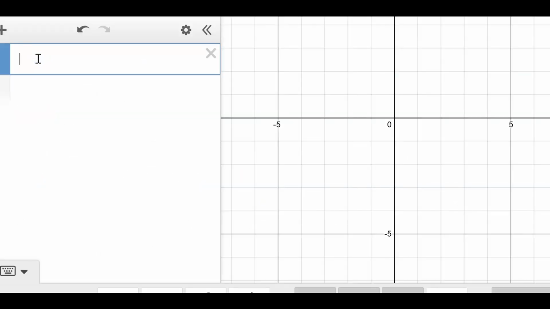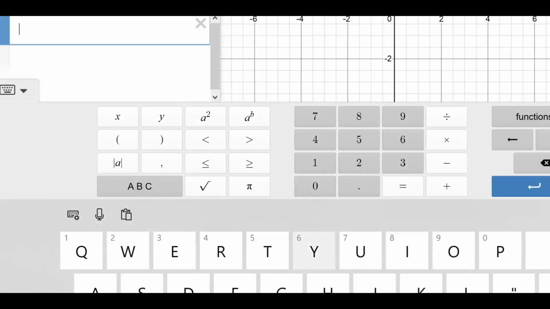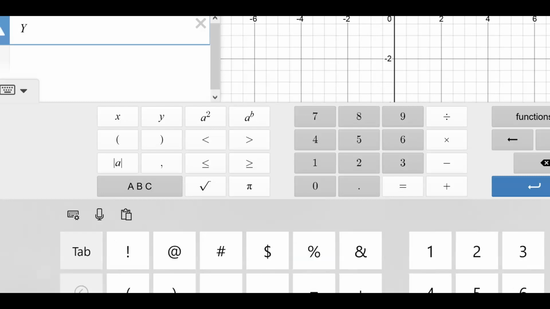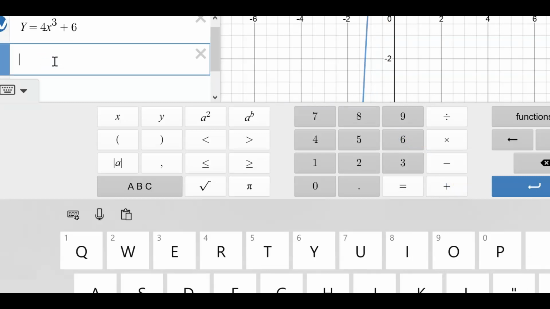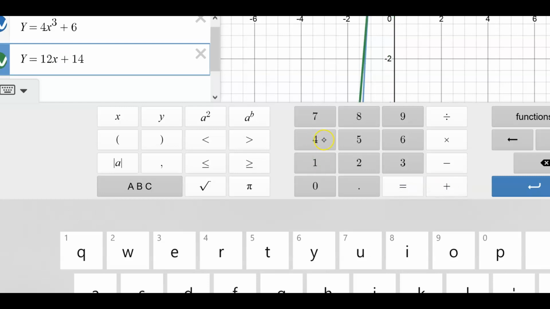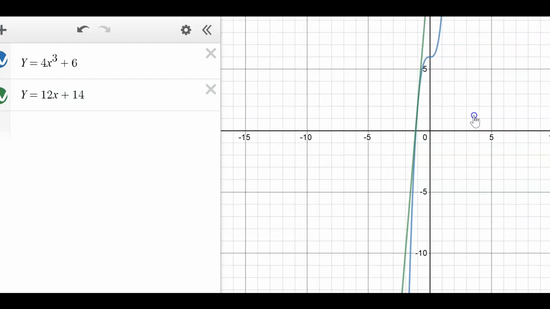So here we are in Desmos, and I've got y equals, and our original equation was 4x cubed plus 6, and then our tangent line equation was 12x, let's put a y equals in there, y equals 12x plus 14, and let's zoom in a little bit here.